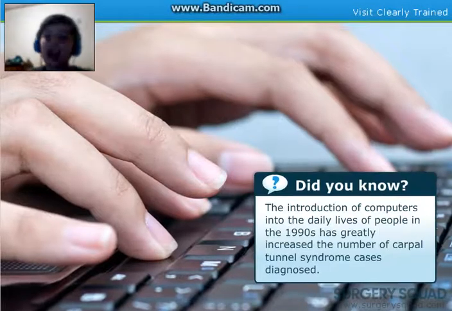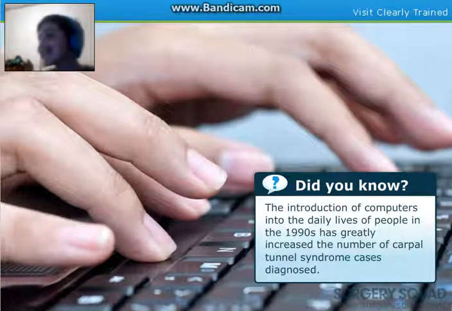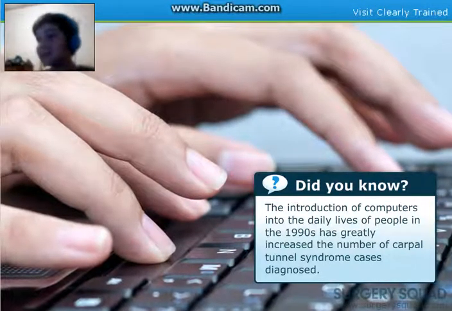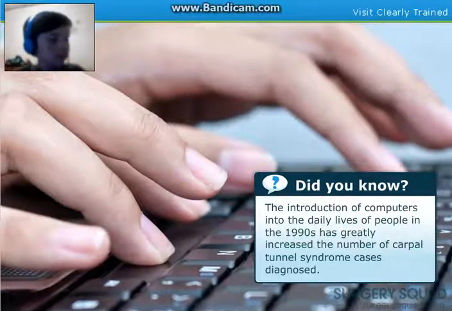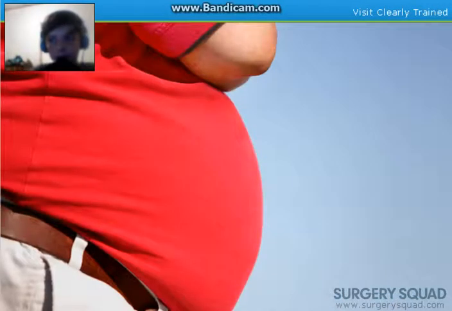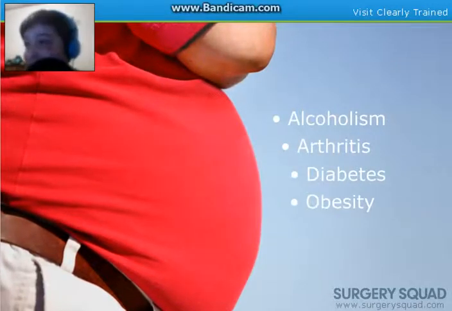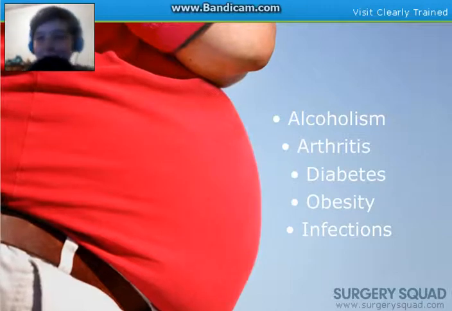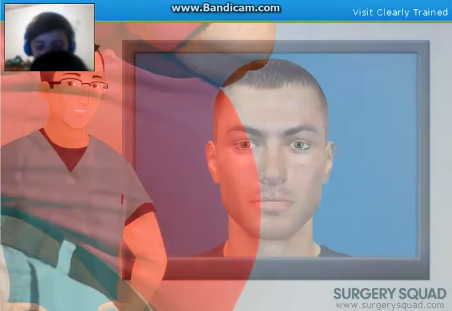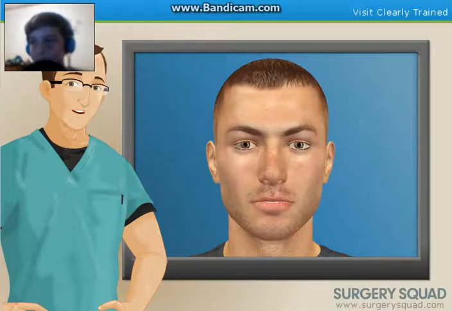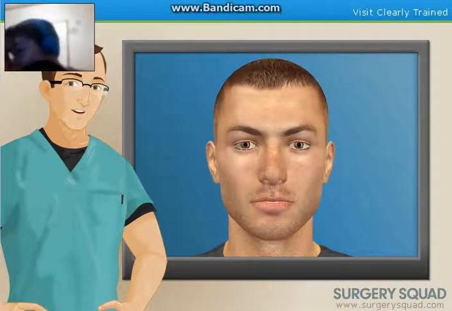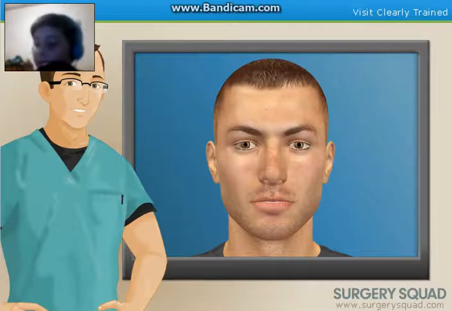This nerve is responsible for supplying feeling and movement to various parts of the hand. Performing repetitive motions with the hand or wrist over a long period is the main cause of carpal tunnel syndrome, and the condition is more commonly seen in women than men. Researchers have also discovered that other medical problems such as alcoholism, arthritis, diabetes, obesity, and infections could also lead to carpal tunnel syndrome. Today we'll be operating on a patient who has been diagnosed with carpal tunnel syndrome after experiencing numbness and weakness in the palm of his hand and thumb. Now let's put on our gloves and get started.